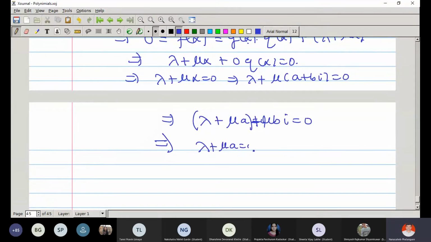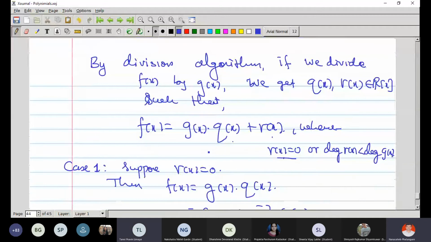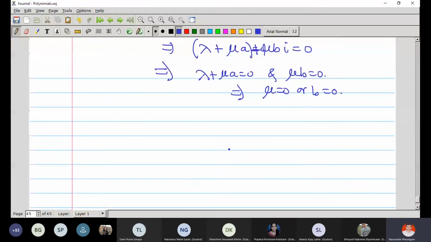But mu b is equal to 0 implies what? Mu is equal to 0 or b is equal to 0. But is mu 0 or is b 0? What is our basic assumption? Go back and see. We are assuming a complex root, so b is not equal to 0. B is not 0, and therefore what is the only choice? Mu is equal to 0.